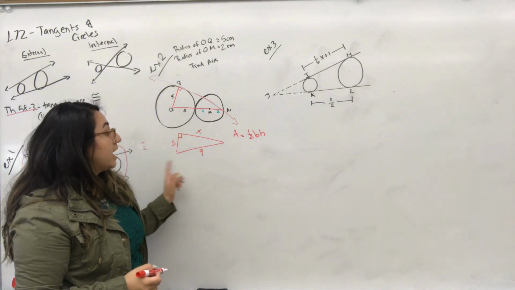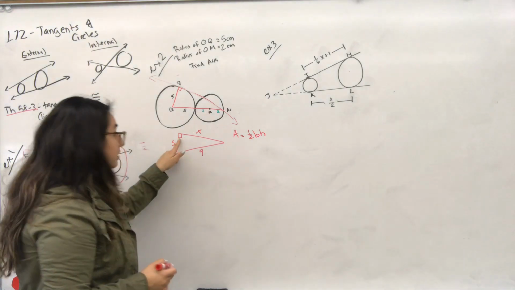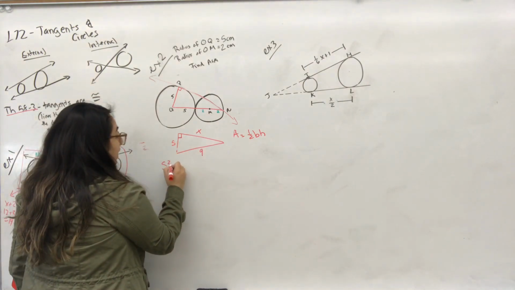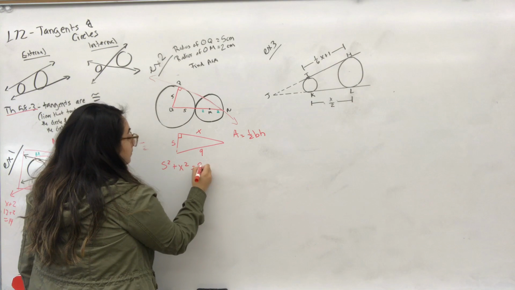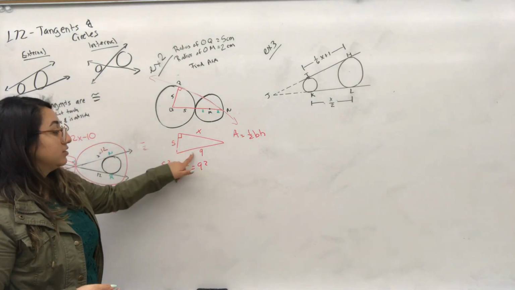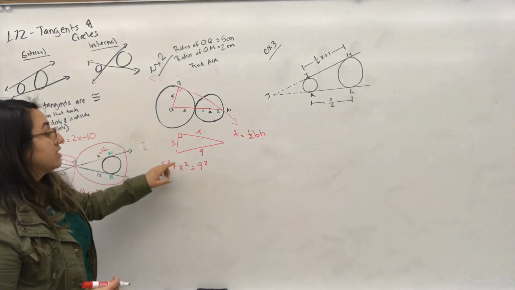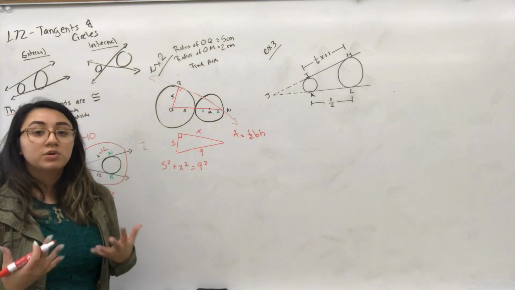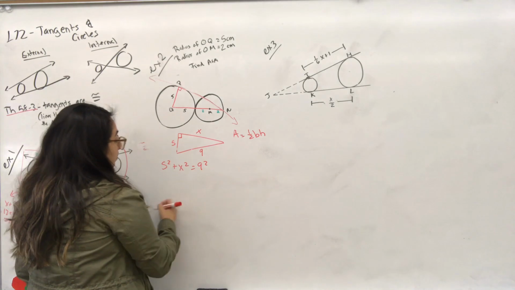So what we're looking for now is what the base is. This is a right triangle. We can apply the Pythagorean theorem. 5 squared plus the other side squared is equal to the hypotenuse squared, and 9 is the hypotenuse. You can't just do 5 times 9 times 1/2. There's always work that is required.